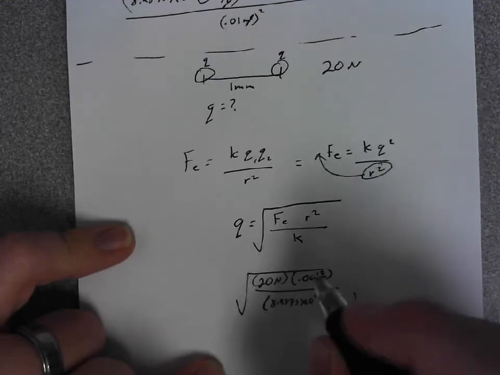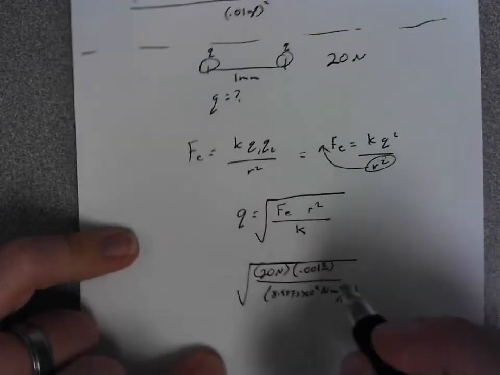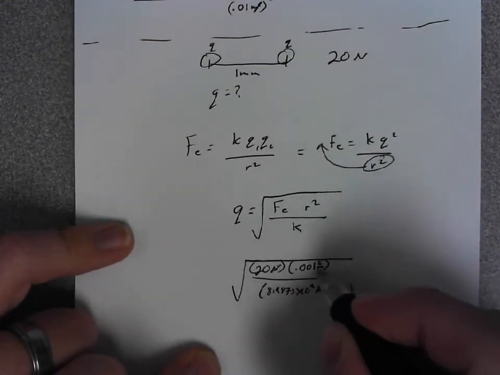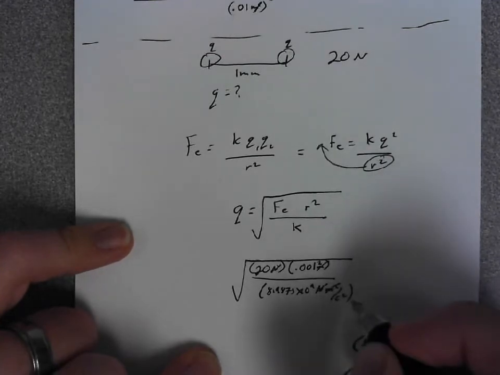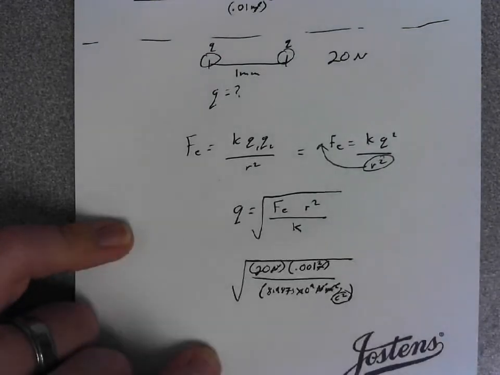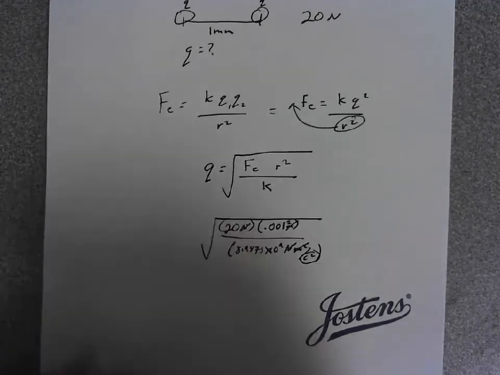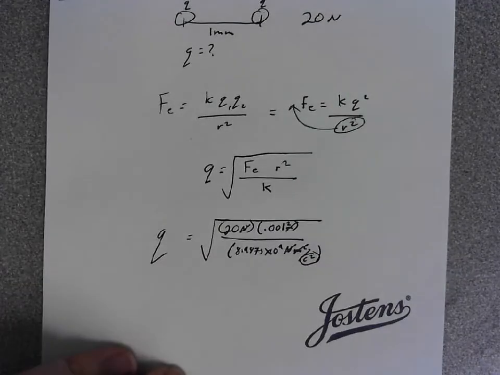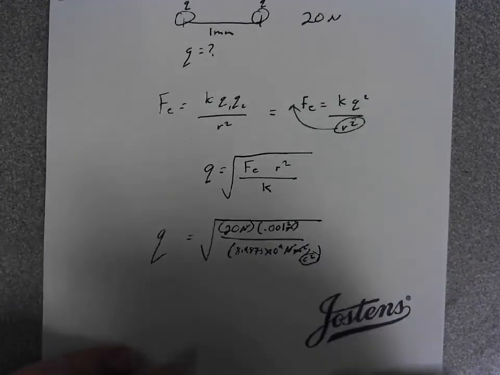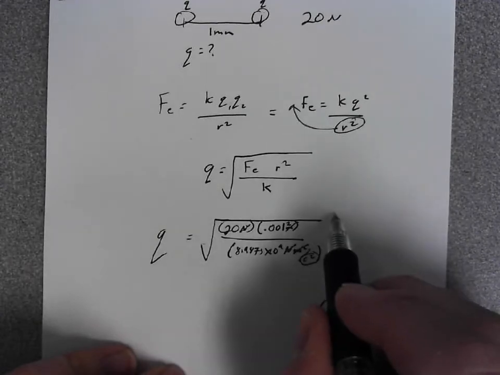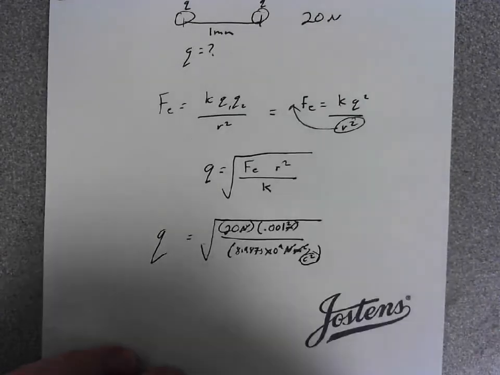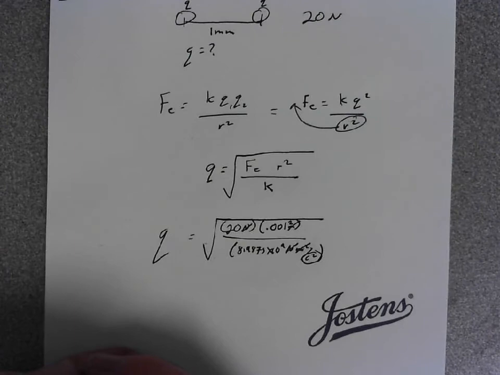Now, some people may be thinking, wait, how did the units work on this? Newtons cancel, meters squared cancel, and I'm left with coulomb squared. We're looking for a charge. And the charge is squared, but due to the square root here, the square root gets rid of the squared, leaving me with just coulombs as my final units.